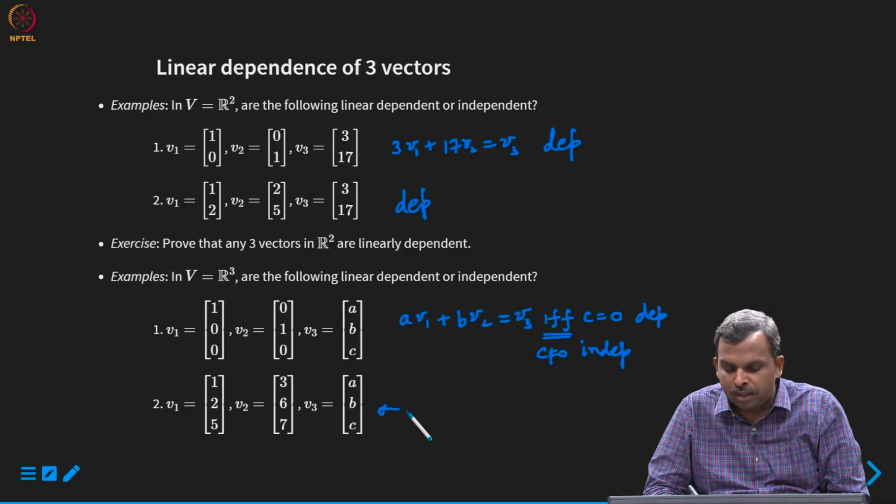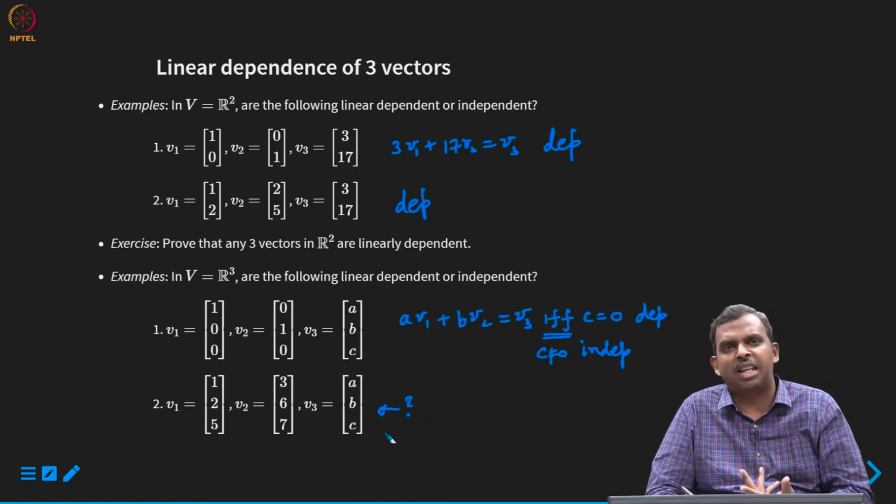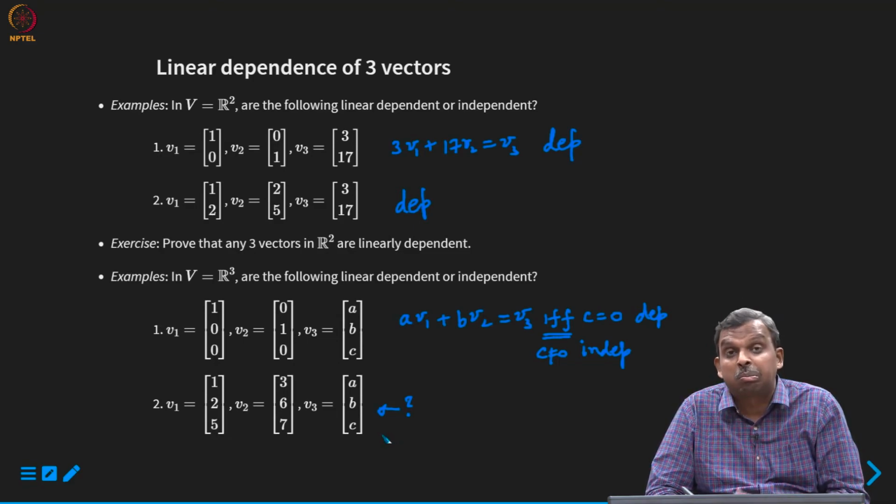Okay, so what do you do here? It seems much more tricky, right? 1, 2, 5, 3, 6, 7, A, B, C. Can you make a linear combination? Who knows, right? So you have to write it down and think about it.